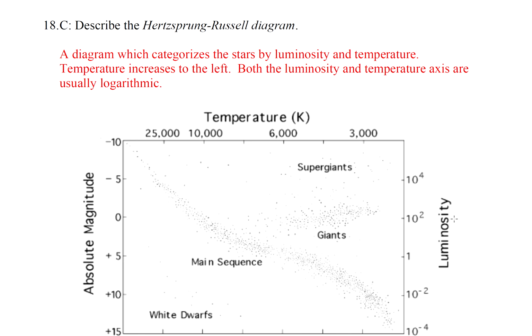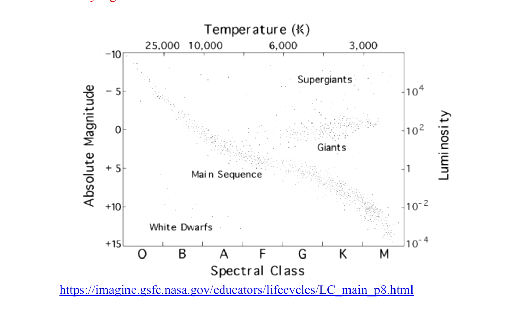Question 18, describe the Hertzsprung-Russell diagram. A diagram which characterizes the stars by luminosity and temperature. Temperature increases to the left. Both the luminosity and temperature axes are usually logarithmic. So take a look at this. Look at the temperature. We've got like 25,000 Kelvin, and then as you go to the right, the temperature decreases.